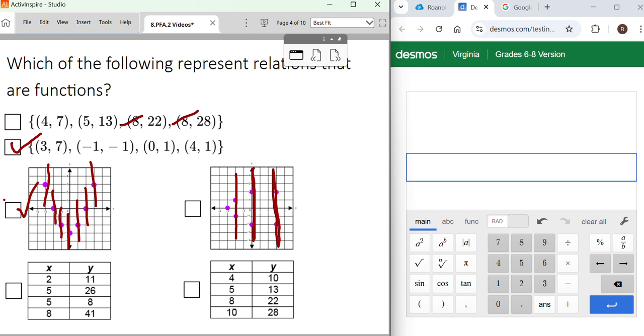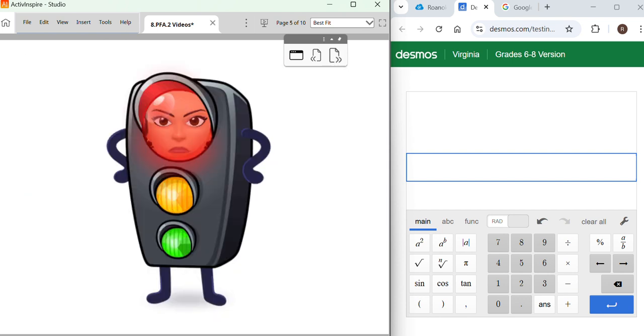The next one in that table, the x values are 2, 5, 5, and 8. Since the 5 repeats, it is not a function. And the last table, 4, 5, 8, and 10, they're all different, so that is a function. We're going to stop there.